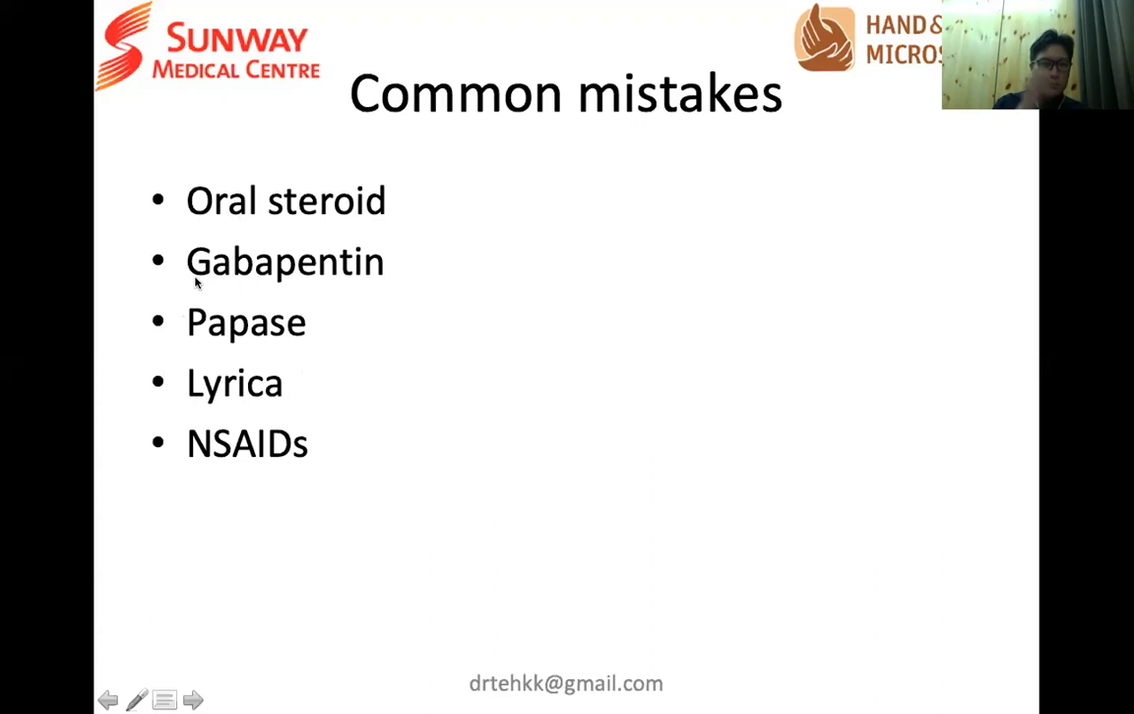I know that because my mom takes it for her back, her chronic degenerative scoliosis that causes nerve pain in the leg. She doesn't want surgery, so she's on it. That will take months to work. You need to take it long term. So don't put your patient on gabapentin or Lyrica for carpal tunnel or cubital tunnel syndrome.